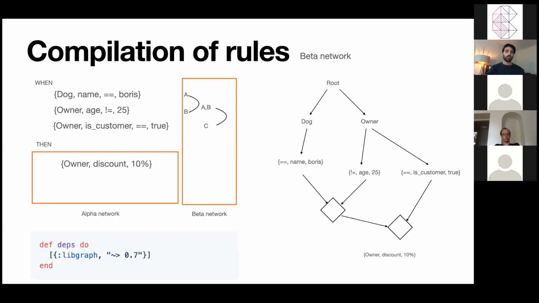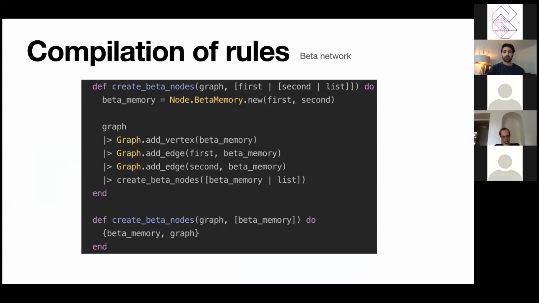So here, for example, we see the first line, so dog name Boris has to be true, and then if that is true and the dog owner age is not 25, then those two become a node, and this is what you see here. And then those two together become AB, and then they are connected to C, which is another node, and this is what you see here as well. So we can go on forever, and then we will just build the graph. So that was particularly easy when you do pattern matching with just a list of at least 2 elements and then 1 element. So that's how I created the whole beta network.